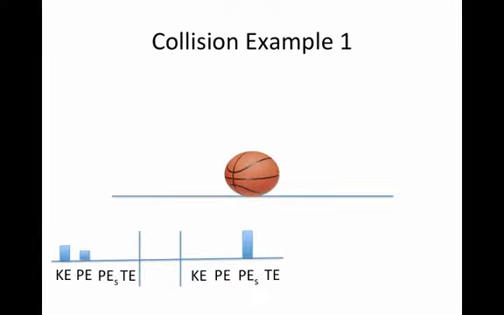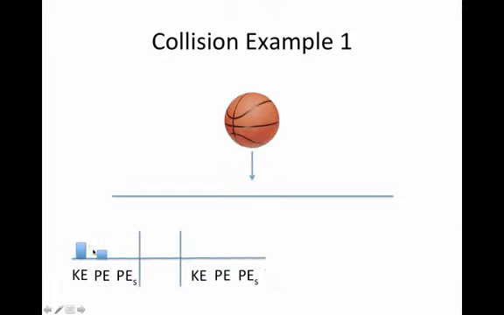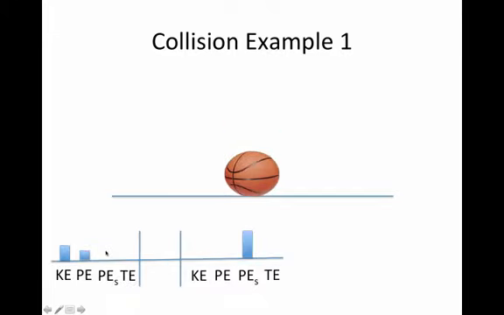In our first type of collision, we have a basketball that's falling towards the ground. It starts with some kinetic energy because it's moving and some potential energy due to gravity. When it hits the ground, it compresses a little bit. That energy that we had at the beginning has now become stored energy in the compression of the basketball. So we now have potential energy or spring energy.